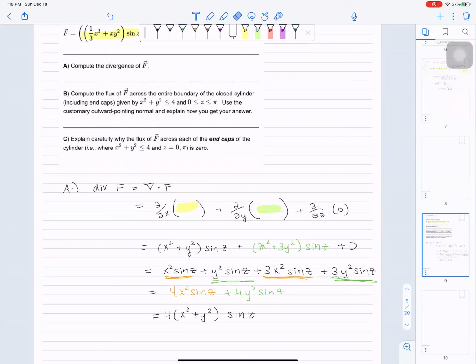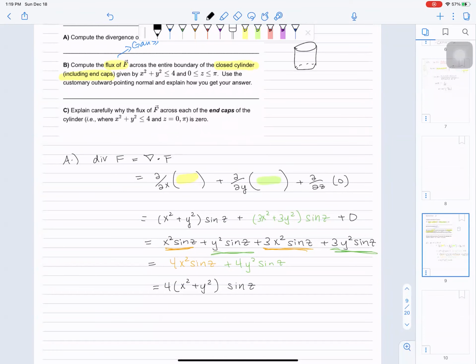Then part B, compute the flux across the entire boundary of the closed cylinder. So the keyword I'm seeing is flux. Flux is a signal I should be using Gauss. Let's make sure, what do I need in order to use Gauss? I need a closed 3D object that's enclosing some volume. So let's see what else they say: across the boundary of a closed cylinder, including the end caps. Because it's including the end caps, that means I do have a closed 3D cylinder that's enclosing some volume. So I can use Gauss.